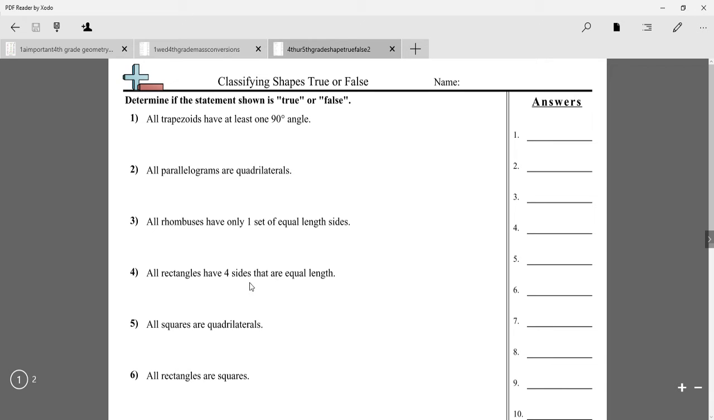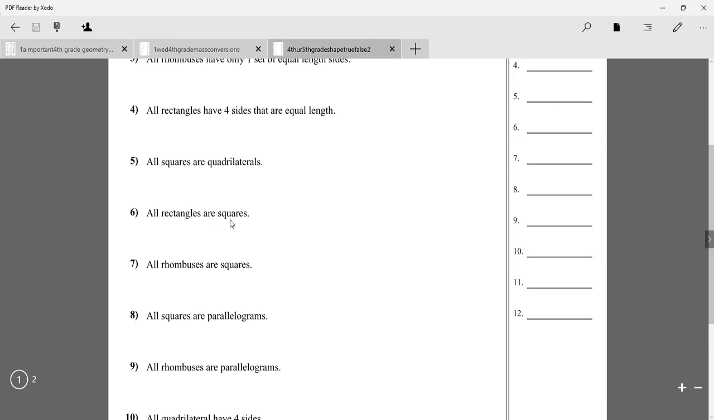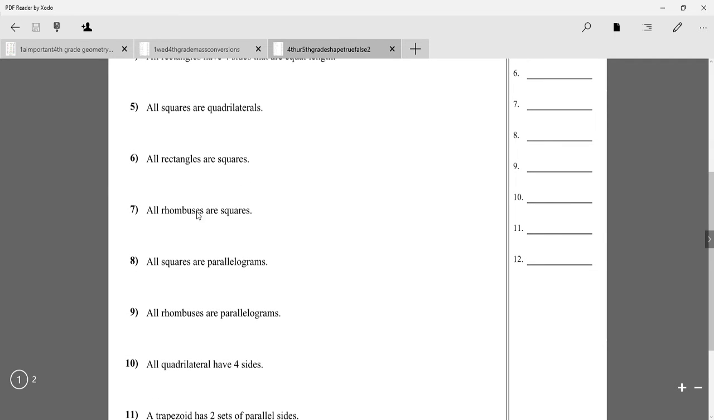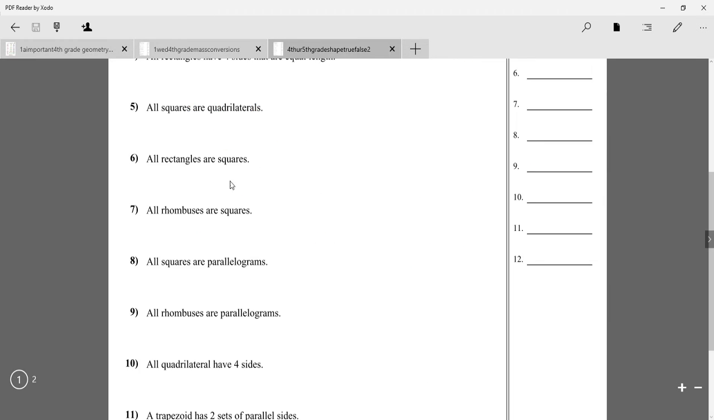All rectangles have four sides that are equal length. No. Typically, rectangles have two sides that are larger than the other two sides, right? All squares are quadrilaterals. Yes, quadrilateral just means it has four sides, so all squares have four sides. All rectangles are squares. No. Now, all squares are rectangles, but not all rectangles are squares. All rhombuses are squares? No, because typically a rhombus does not have 90-degree angles, so they are not squares.